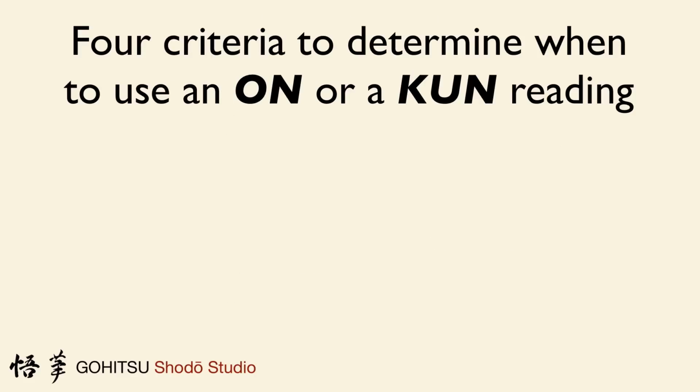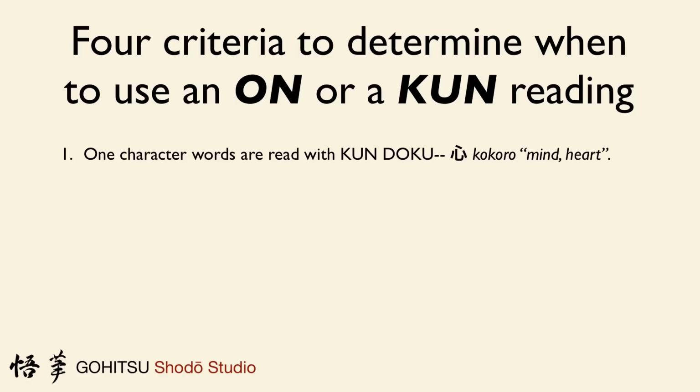Okay, so now let's take a look at the 4 criteria to determine when to use an on or a kun reading, because again, almost all kanji have both readings. So how do you know when you use one or the other? Well, the first is that one character words are read with kundoku, and the example I gave you here is kokoro, and this is the kanji for it. Kokoro is a word that means mind or heart. That is a one-character word. So this kanji will be read using its kundoku, so that it would mean mind or heart. And like you can see, kokoro is written in lowercase.